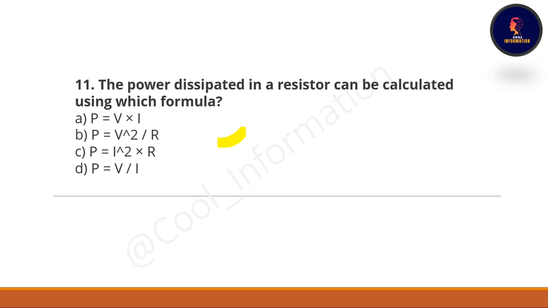Next question. The power dissipated in a resistor can be calculated using which formula? Option A, P is equal to V into I. Option B, P is equal to V square by R. Option C, P is equal to I square into R. And the last option is P is equal to V by I. And the correct option is option B, which is P is equal to V square by R.